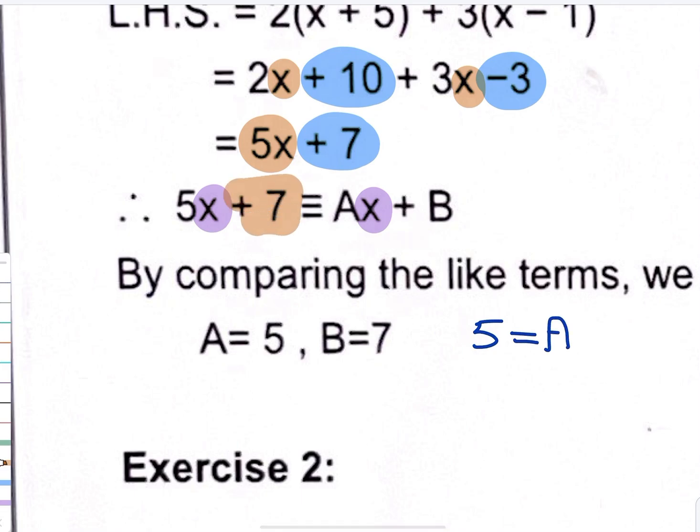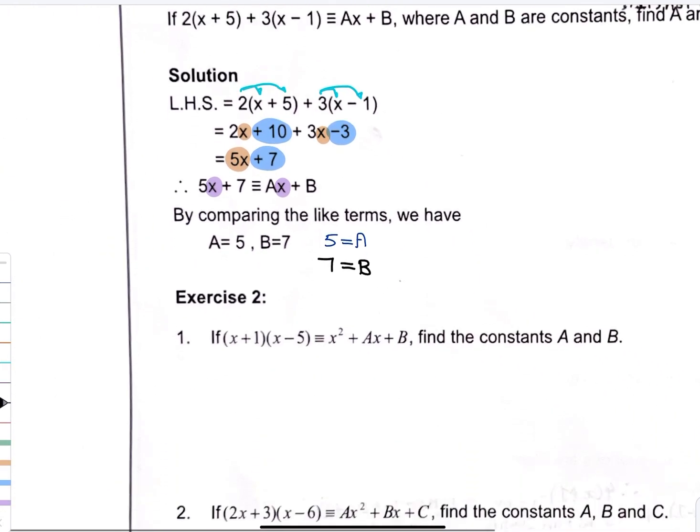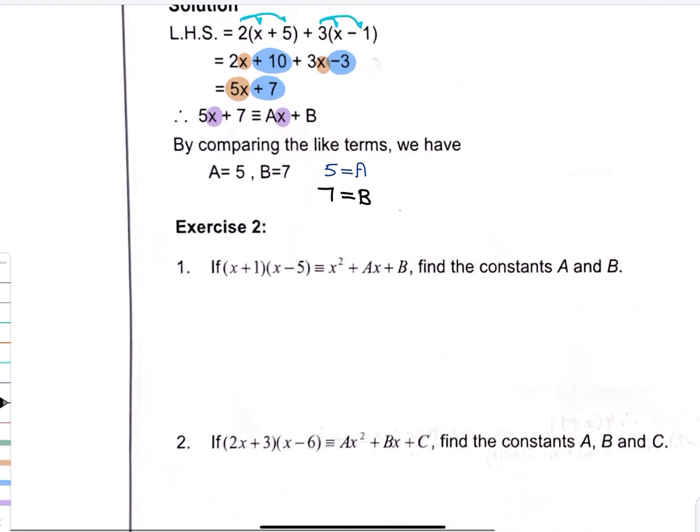Similarly, the constants are the same as each other. They both don't have any unknowns, so they have to be the same. So we write 7 equals b. Good? Now it sounds a little confusing, right? Let's do some exercises and then get to it.